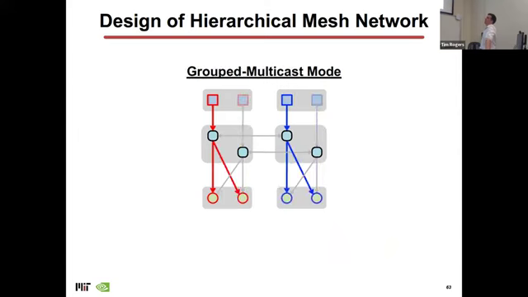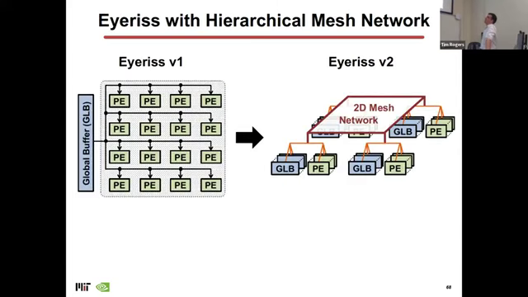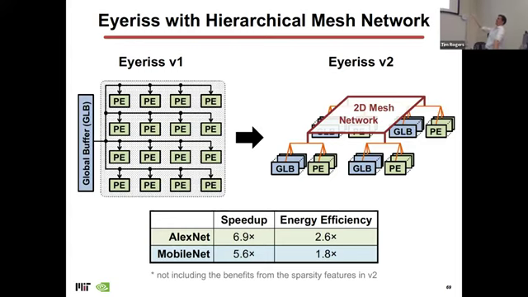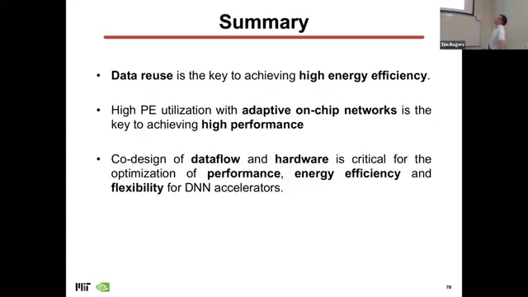Right. They've got a hierarchical mesh. There's really not much interesting here, except that, okay, so this is the first paper they did, right? V1 on the left-hand side. In the second paper, they had a 2D mesh to connect these things, so they had more configurability, which made it better. There's some data that says it's better, right? So it's 7 times better speedup and 3 times better energy efficiency. And they also added a bunch of stuff for sparsity.